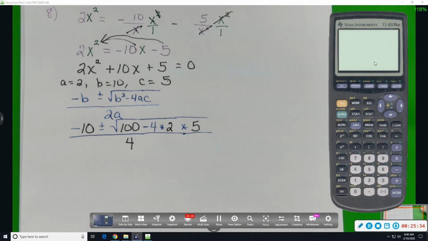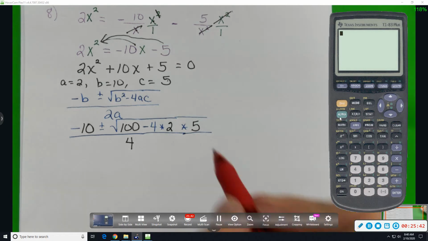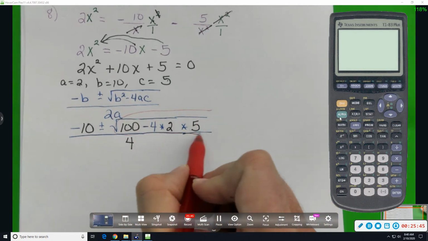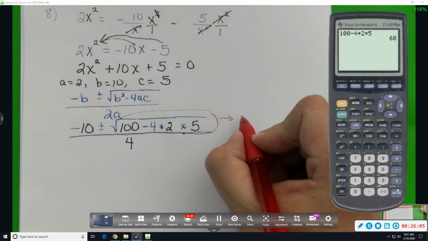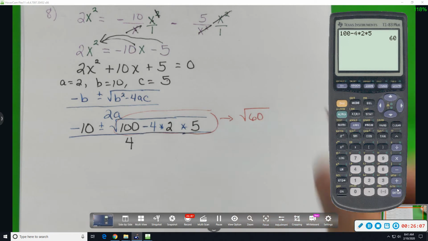Now, let me use my calculator to simplify what's underneath that square root. So I'm just punching all of this into my calculator. Let's see what we have. 100 minus 4 times 2 is 8 times 5 is 40. So 100 minus 40 is 60. So we have a square root of 60 here, which I'm pretty sure we're going to have to simplify.